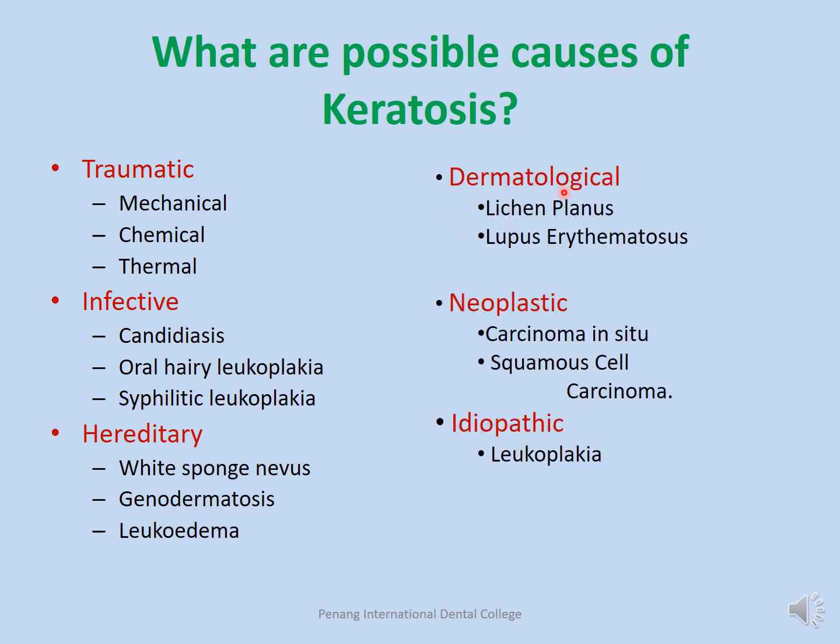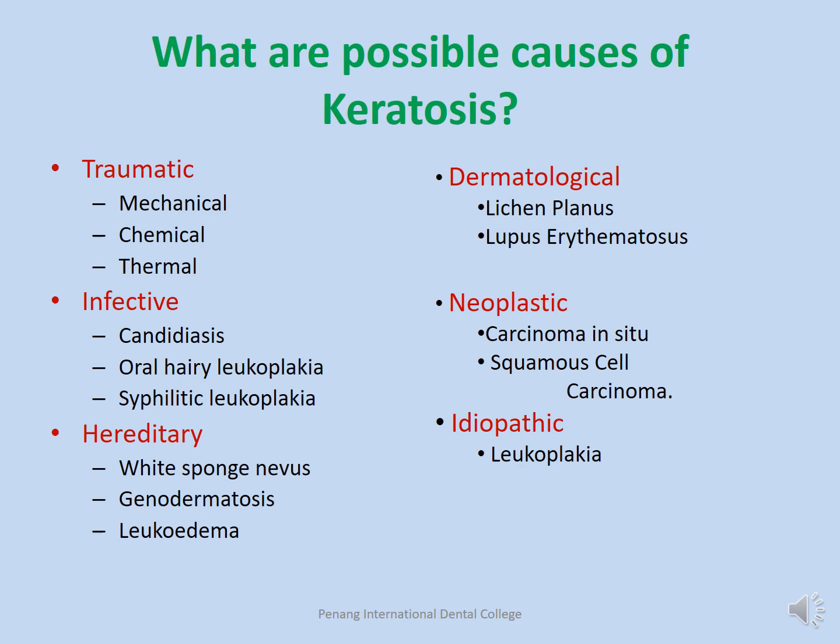The next is dermatological causes, for example, lichen planus, which is a condition that affects the skin as well as the oral mucosa, in which there could be white lesions or red and white lesions in the oral cavity. Lupus erythematosus, another skin lesion which has oral manifestations wherein we could see keratosis. And of course, neoplastic, that means carcinoma in situ or squamous cell carcinoma, also present as white lesions or keratosis.